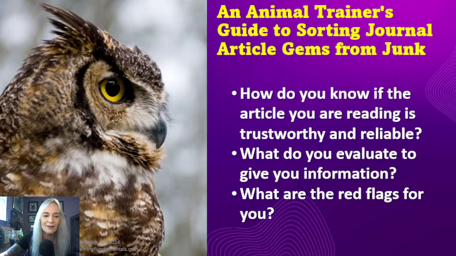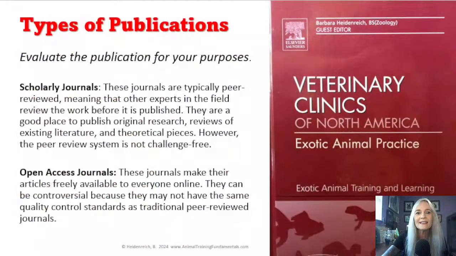I'm going to go ahead and jump into one of the first things that I have on here, which is one of the things that you guys have mentioned. And that is, what is the type of publication that you're looking at? So evaluate the publication for your purposes, whatever you're looking at. So we know we've got scholarly journals, right? And these journals are typically peer reviewed, meaning that other experts in the field reviewed it. And they're a good place for original research, reviews of existing literature and theoretical pieces.